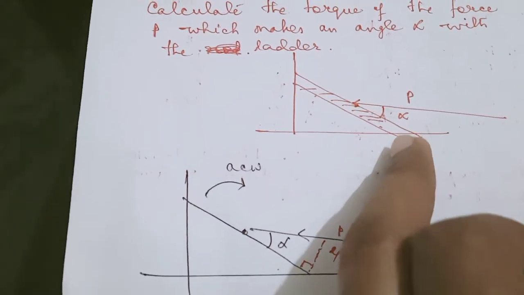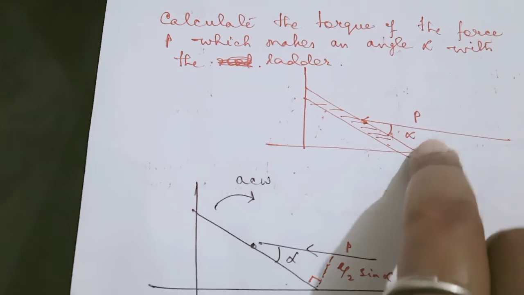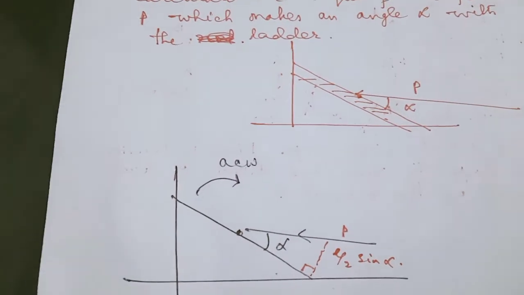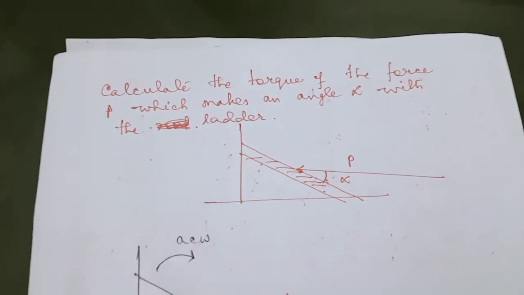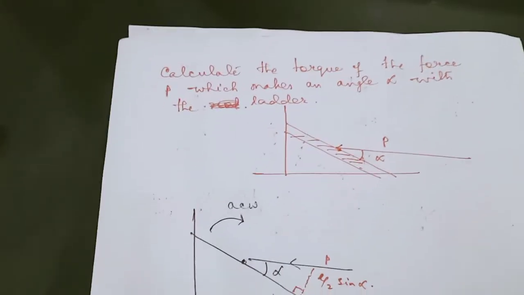Now see the perpendicular distance. This is L by 2, half the length, so it will be L by 2 sin theta. So P into L by 2 sin theta will give you the torque because of the force P. In this way we have to do this type of problems.